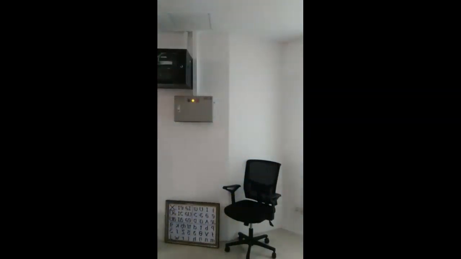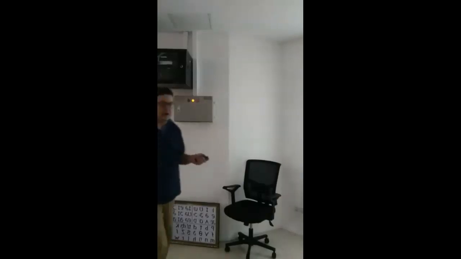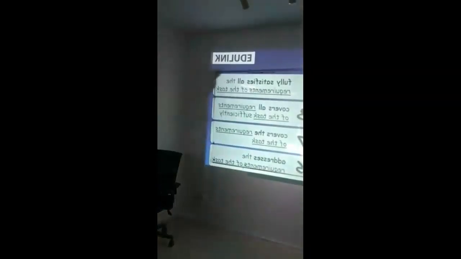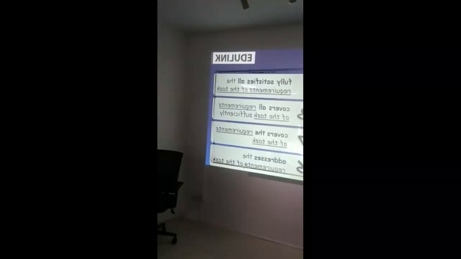Look at these parts of the band descriptors, 6, 7, 8, 9. What term or words do you see in every single one? Requirements of the task. Yes. Addresses the requirements. Covers all, fully satisfies. Addresses. What does that mean? Addresses. The address at your house? No, just address to keep something.